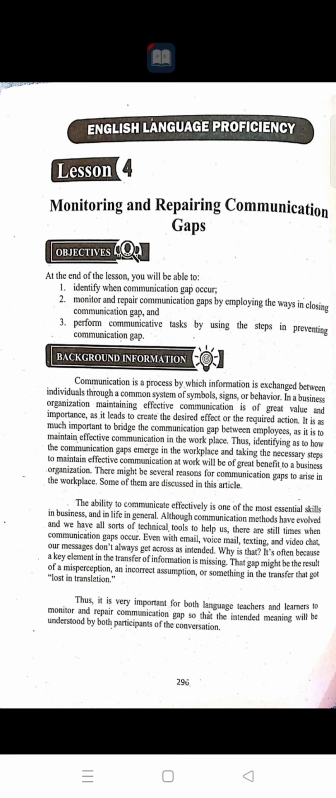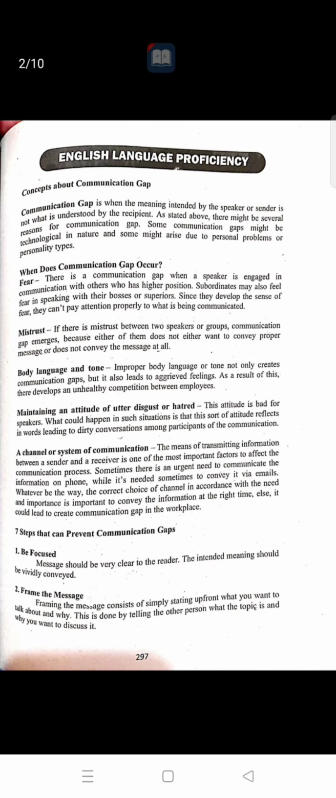So, tong mga communication gap na to, it is very important also to identify when they occur and why they occur in order for us to address all these communication gaps. So, I will discuss to you what a communication gap is.